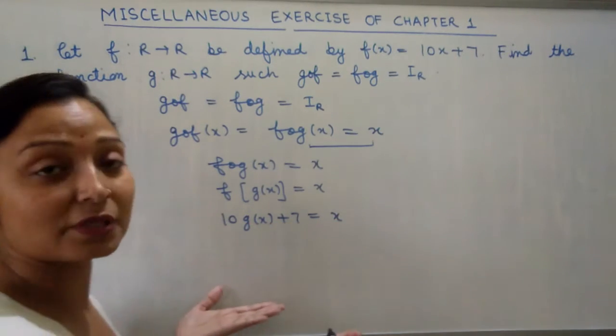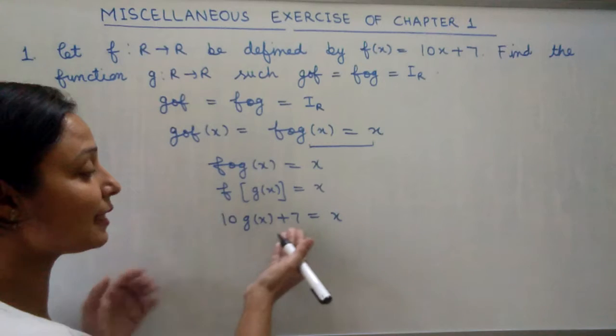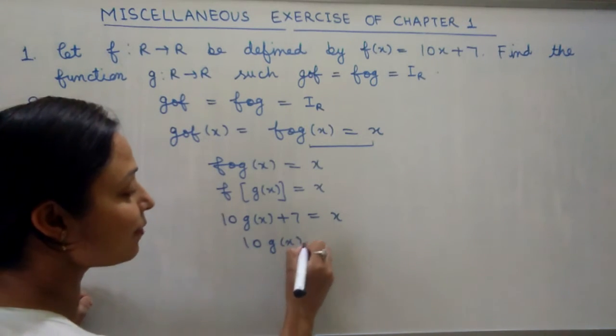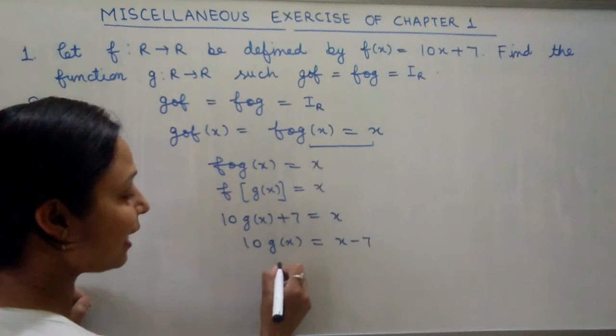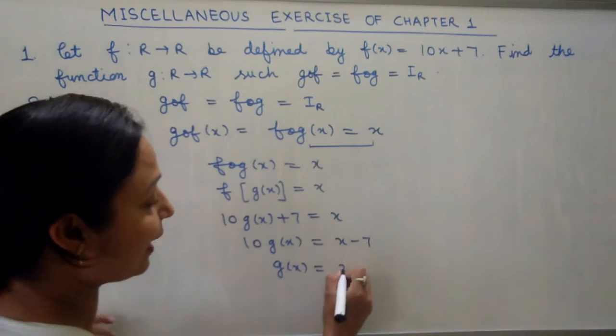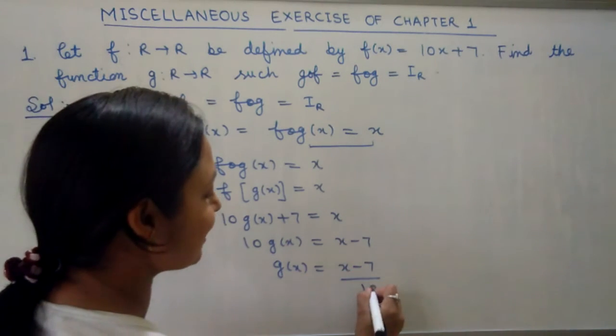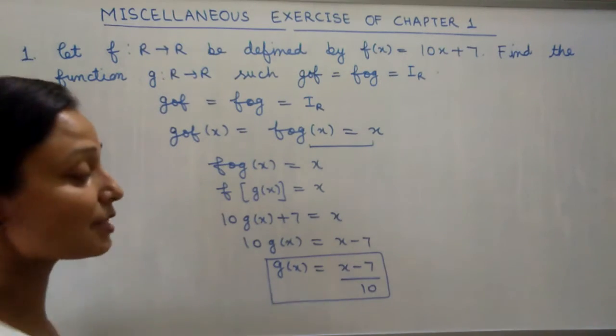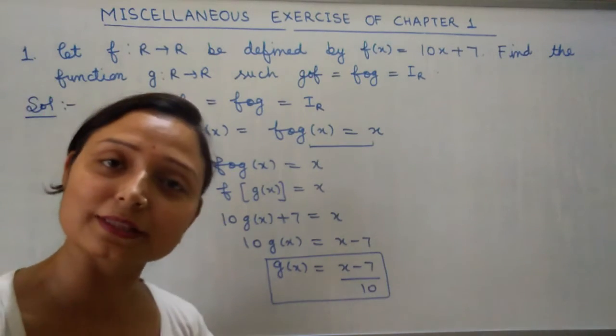Now, the next steps are very easy. We can easily find g(x) by taking this 7 on the right hand side. g(x) is equal to x minus 7, and g(x) is equal to (x minus 7) by 10. So this is the function which we have to find out. So this is a very easy way to solve the function.